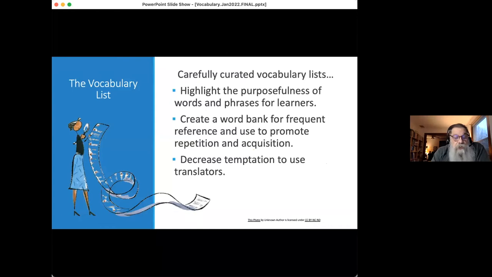Now, like any tool, a vocabulary list can be used well or badly, as long as we see it as a reference tool more than a teaching tool. I think it's worth the time in order to clarify for ourselves and for our students the vocabulary that are most important to keep using throughout the unit, and also for ourselves to sort out what do we want them to be able to produce versus what do we want them to be able to understand and receive.